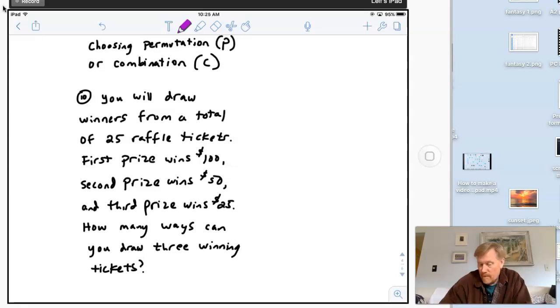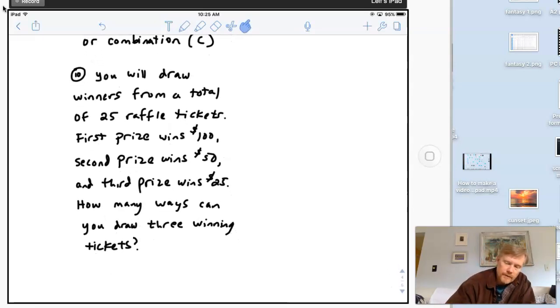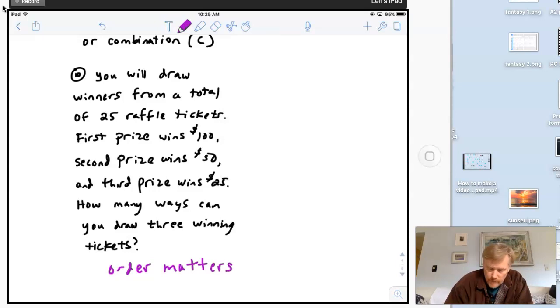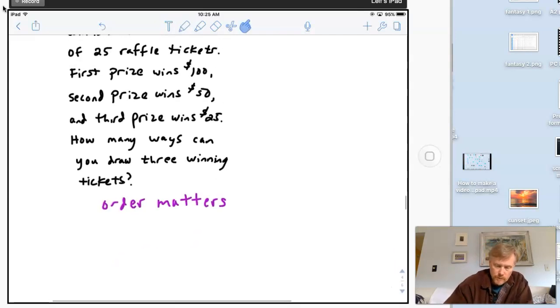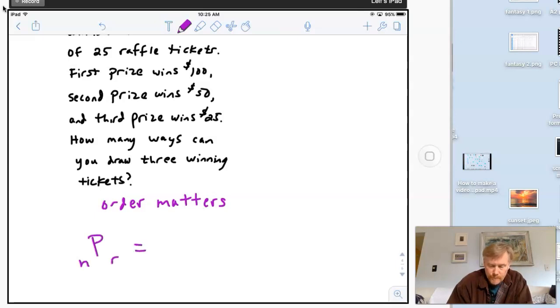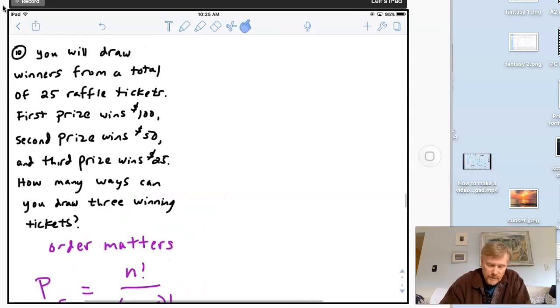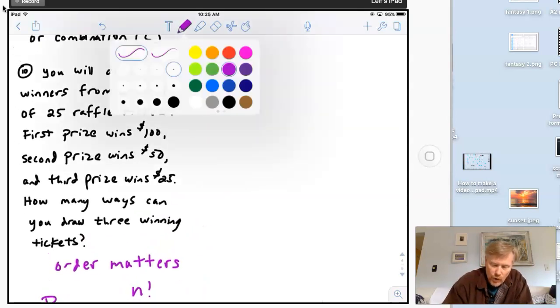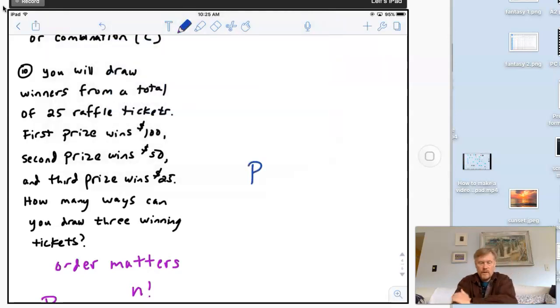So with this one, I think it becomes pretty clear order does matter, because the first number you draw is the $100 winner. The second one is going to be your $50, and third is your $25. Which means I'm using the permutation formula. Okay, so what are the numbers? That's the next question, right? I need the N and the R. So I got the permutation.